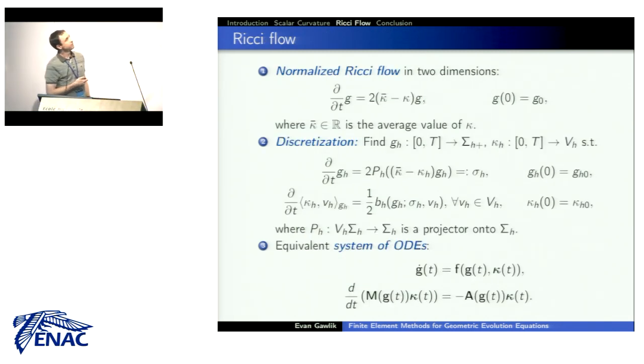You can apply this to Ricci flow. So here I'll consider Ricci flow in 2 dimensions. In 2 dimensions, it looks like this. The time derivative of G is 2 times the average of the scalar curvature minus the scalar curvature, times G. If I discretize it using the method I just described in the last slide, I get this system right here, which is equivalent to a system of ODEs that you can solve with a time integrator.